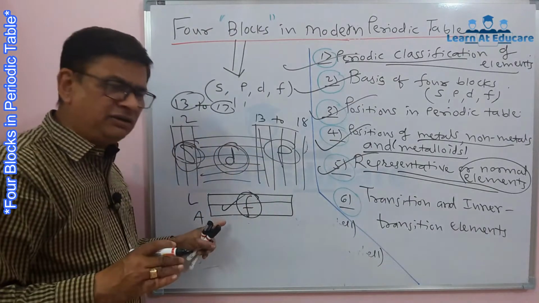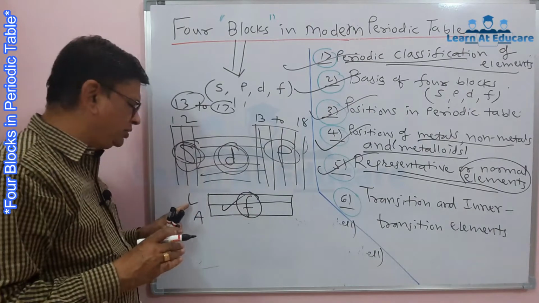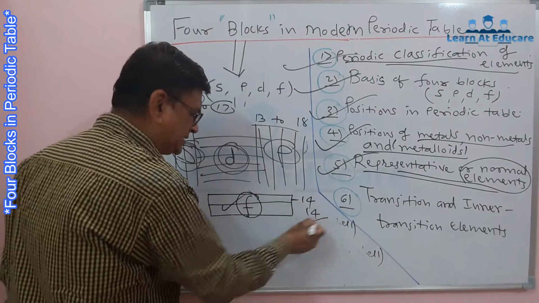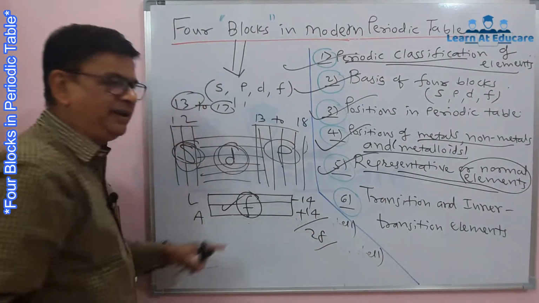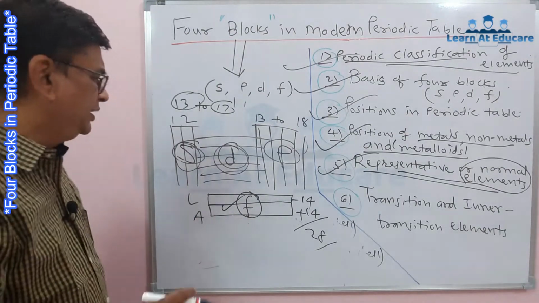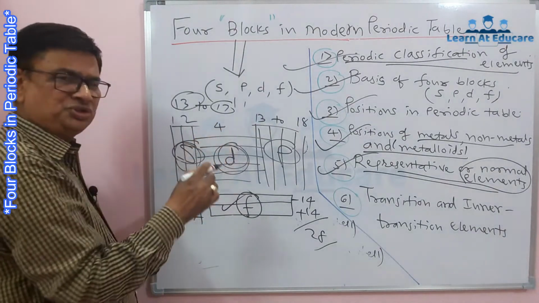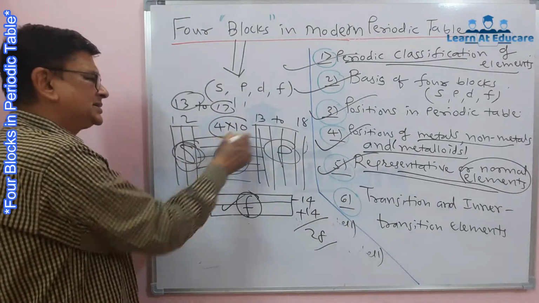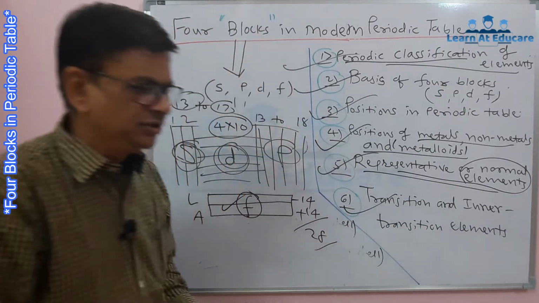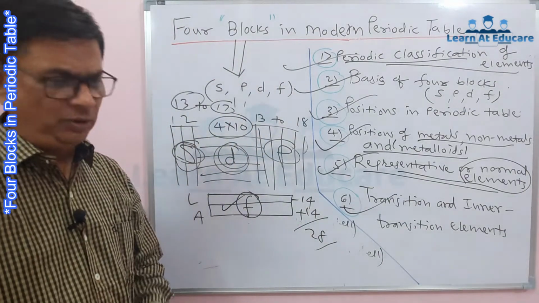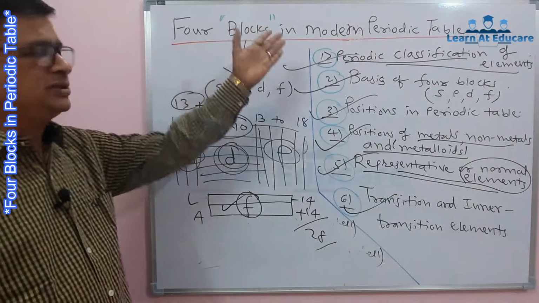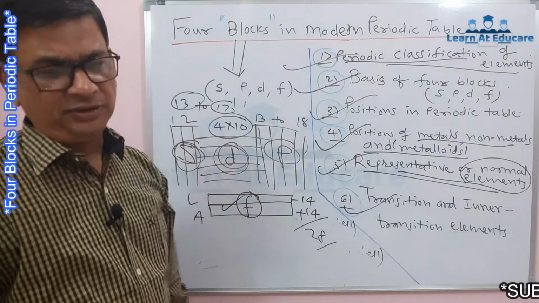And there are inner transition elements, that is the F block, lanthanides and actinides. These are 14 elements each, making a total of 28 elements in inner transition elements, while in transition elements there are 4 series, each containing 10 elements, that is 40 elements in our D block. So this is the brief idea about the 4 blocks S, P, D and F block in the modern periodic table.